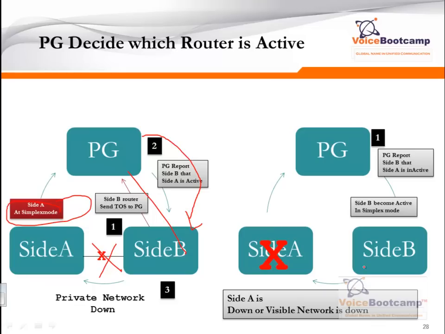In the second scenario, on the right-hand side, side A goes down, the server itself or the process. In that case, the communication between the PG and side A is broken. When side B sends a TOS message to the PG, the PG will report to side B that side A is inactive. Therefore, side B will take over the call and become simplex mode Contact Center Enterprise. So this is basically how the router will provide failover in a fault-tolerant environment.